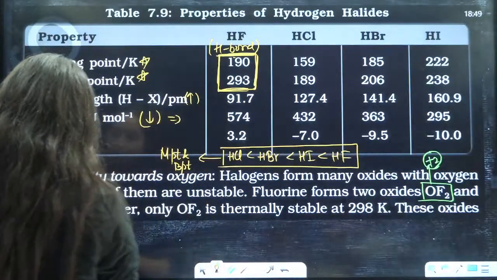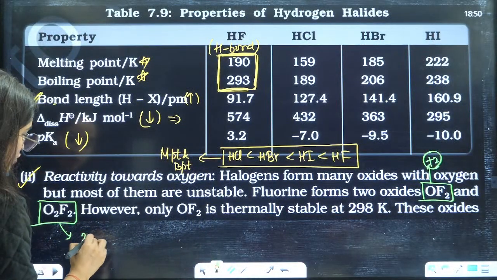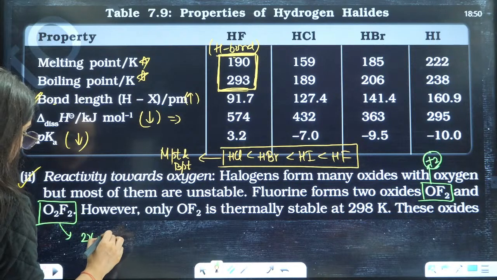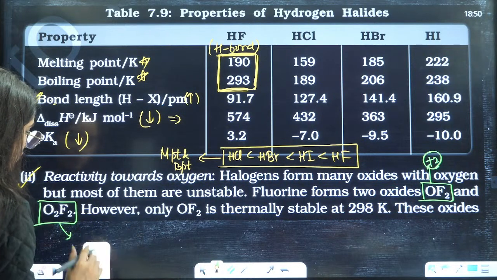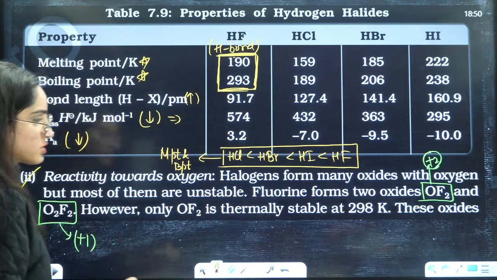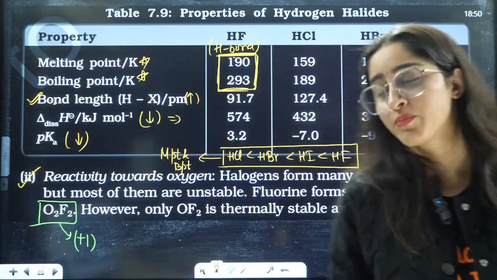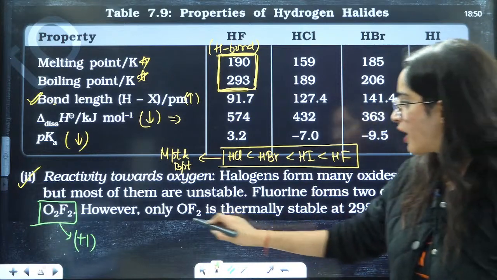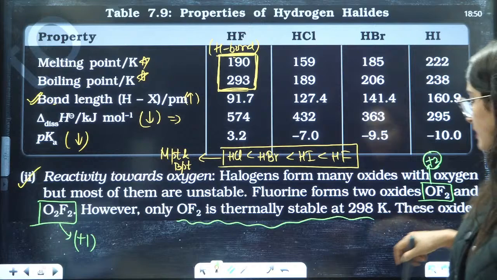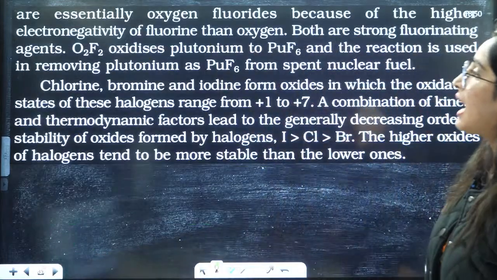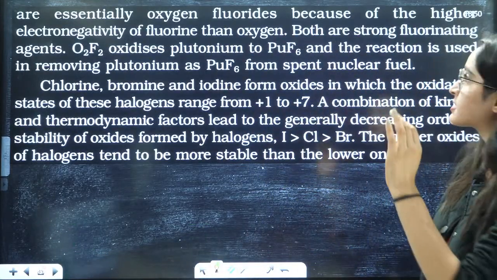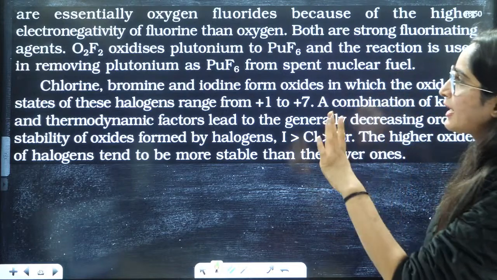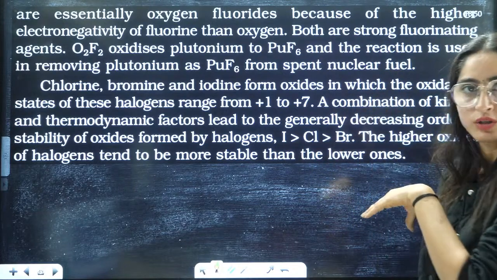Here, oxygen, if you talk about the oxygen here, it is 2x minus 2 equals 0, so x equals 1. So it is in +1 oxidation state. That is why this becomes very important. However, only OF2 is thermally stable, right? OF2 is thermally stable. These oxides are essentially oxygen fluorides because of the higher electronegativity of fluorine than oxygen, right?